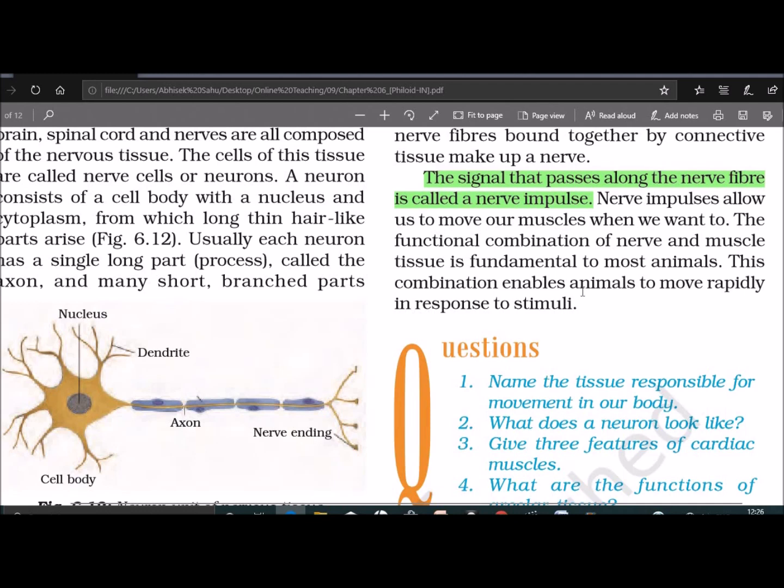It coordinates among various body parts during any body function, and it also helps in the transmission of messages from the brain to all the parts of the body.